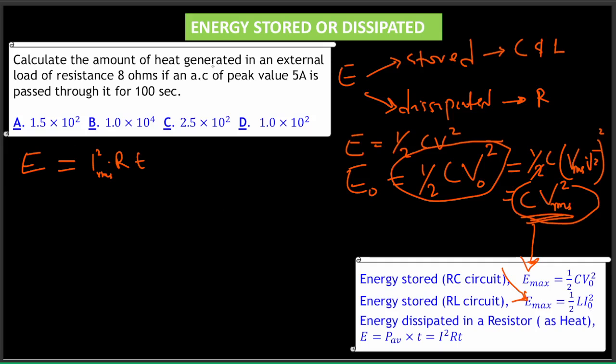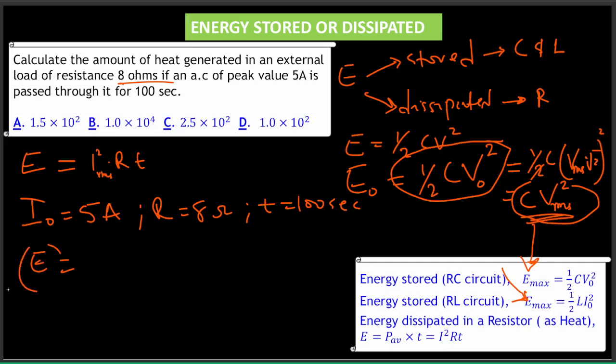All right, so let's answer this question. Calculate the amount of heat generated in an external load of resistance 8 ohms if an AC of peak value 5 ampere is passed through it for 100 seconds. So we are given that the peak current is 5 amperes, R is 8 ohms, and time T is 100 seconds. All right, so we just plug in our values.